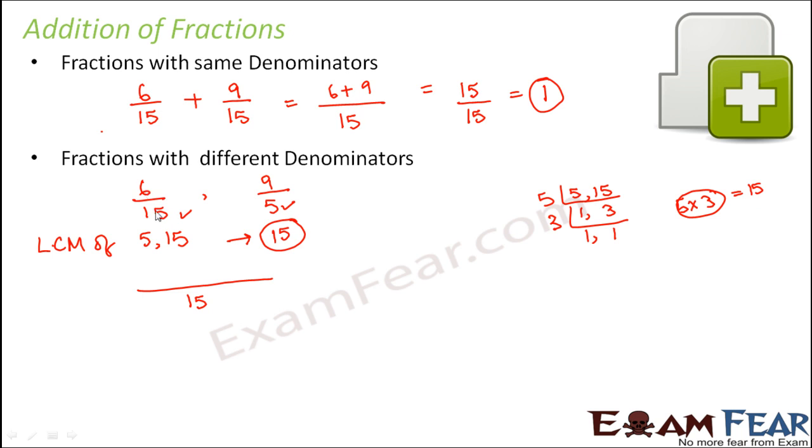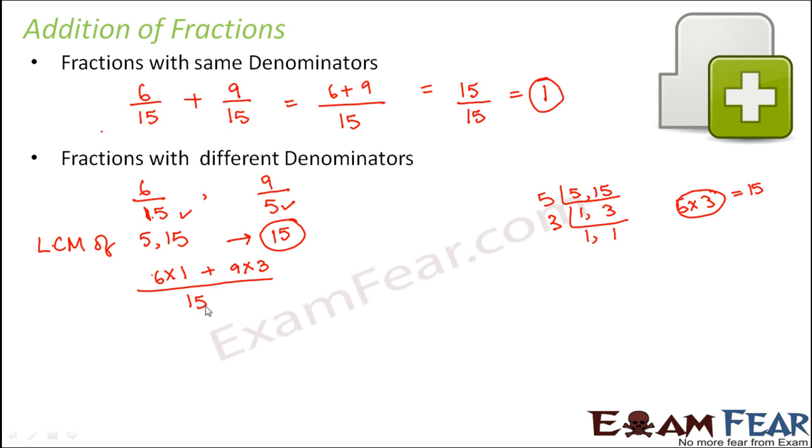Now what we do is, 6 by 15. So 15 into 1 is 15. So therefore in the numerator we do 6 into 1, plus 5 into 3 is 15, so we do 9 into 3. So this is the approach that we follow. Very simple. First find out the LCM. The LCM of the two denominators would be the denominator in the result. And in the numerator, you find out what is that number which when multiplied by the denominator of this fraction will give this LCM. And then you multiply that number with the numerator.